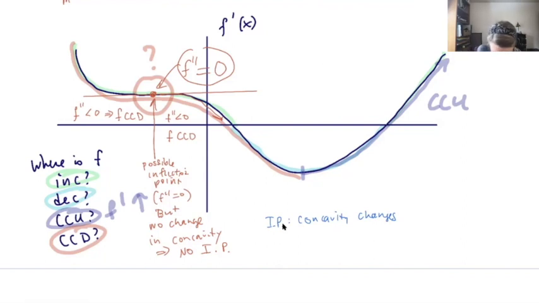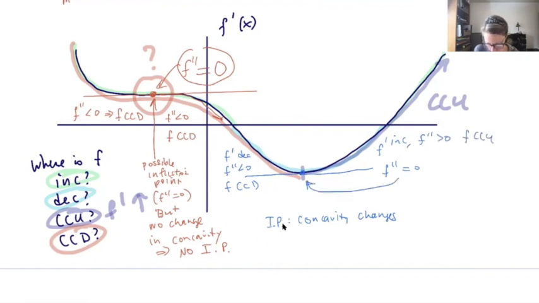Yeah, so if we take a look at this point right here, we have another place where the slope is 0. So f double prime is equal to 0. And we have f prime is decreasing, so f double prime is negative, so f is concave down. But on the other side, f prime is increasing, so f double prime is greater than 0, and so f is concave up. So at this point, we have a switch from concave down to concave up. So we do have an inflection point here.